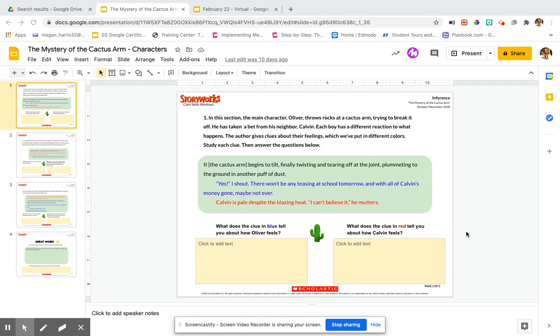Yes, I shout. Remember, the blue is Oliver. Yes, I shout. There won't be any teasing at school tomorrow. And with all of Calvin's money gone, maybe not ever.